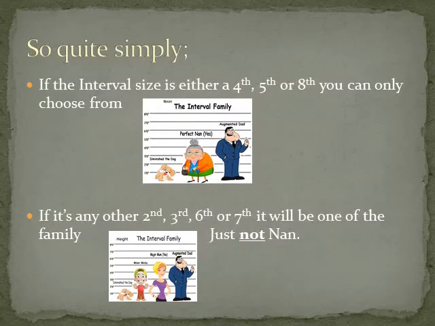So, if the interval size is either 4th, 5th, or 8th, you can only choose from this family. And again, if it's any of the others, the 2nd, the 3rd, the 6th, or the 7th, it'll be one of the family, just not the Nan.